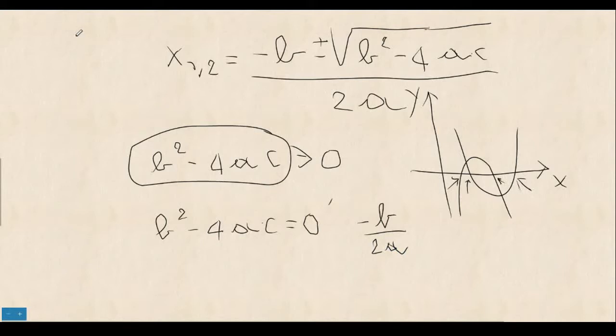So what would that look like on the graph? That means that our function will only touch the x-axis once. So we could have this scenario, for instance, or we could have this scenario. That means we have only one solution.